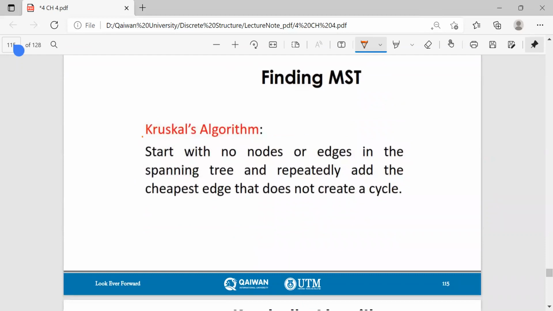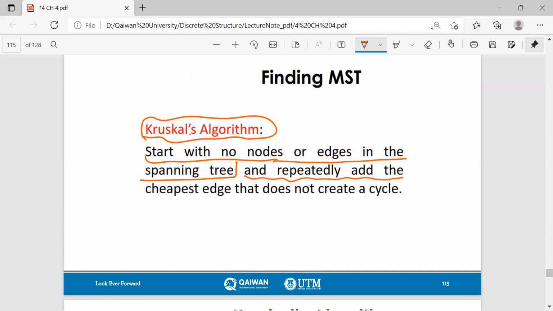We now have an algorithm for finding the minimum spanning tree. We say a traversal algorithm is used for finding the minimum spanning tree. How does it work? It starts with no nodes. We don't start with nodes or edges in this spanning tree. How do we do it? We repeatedly add the cheapest edge that doesn't create a cycle.